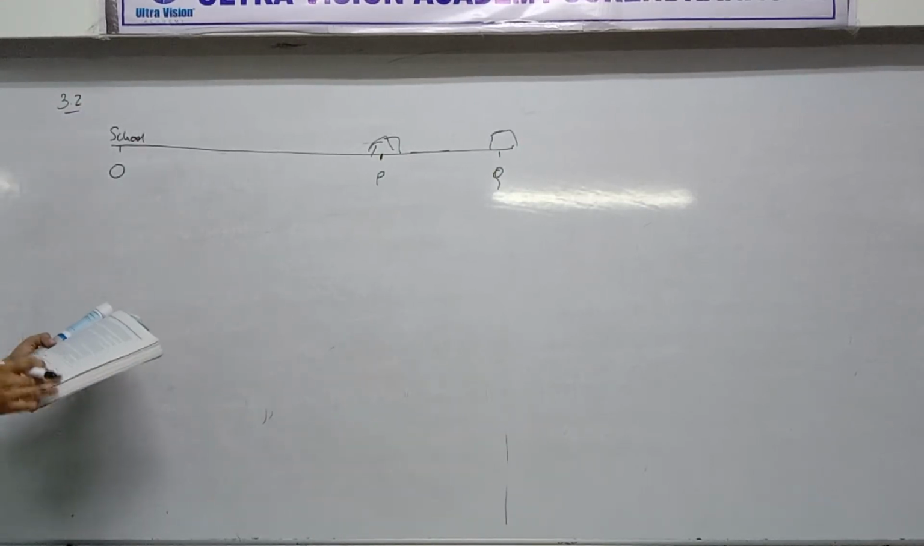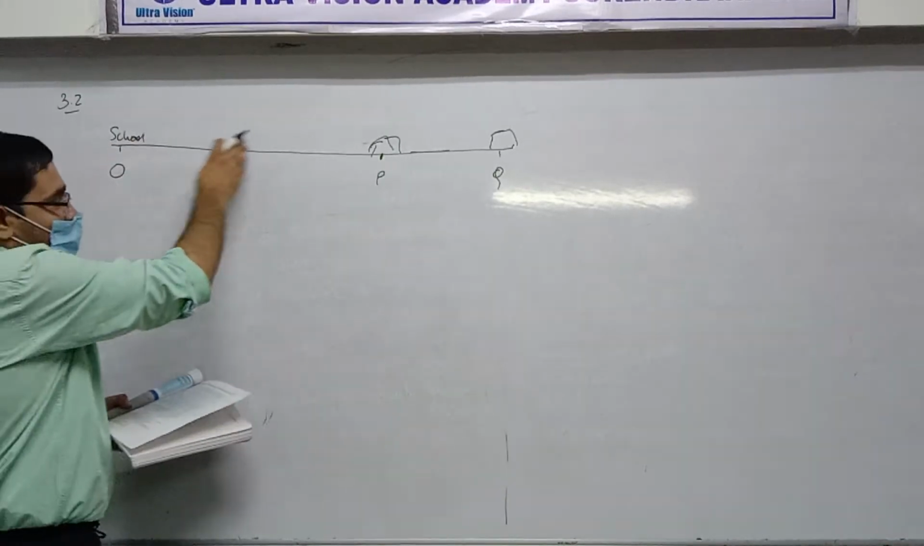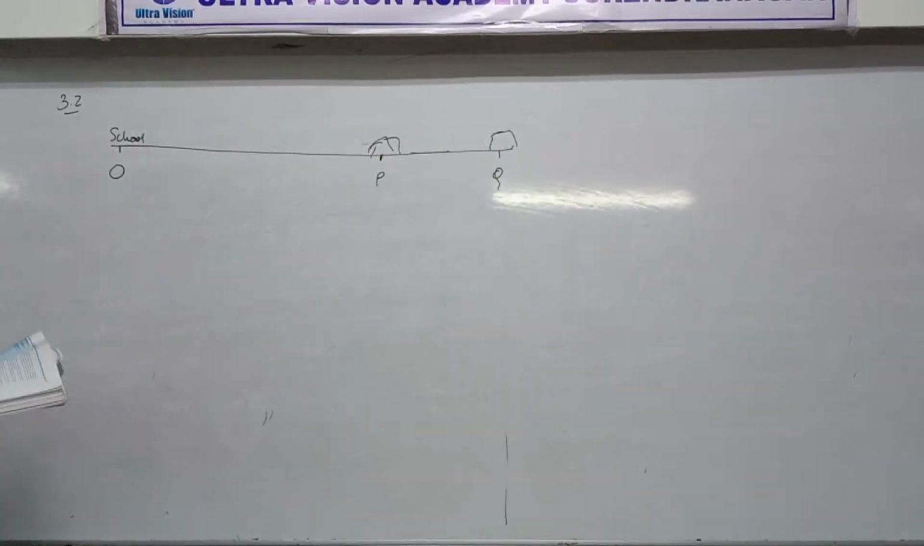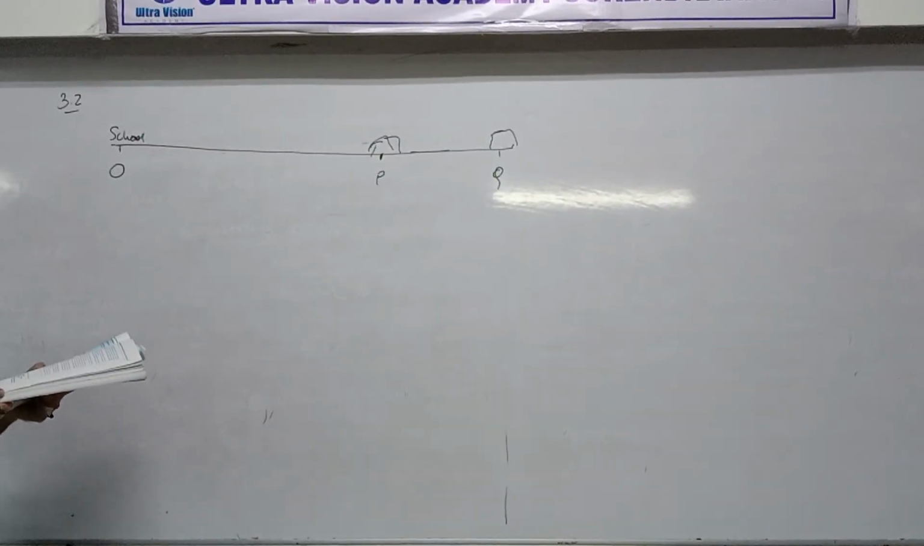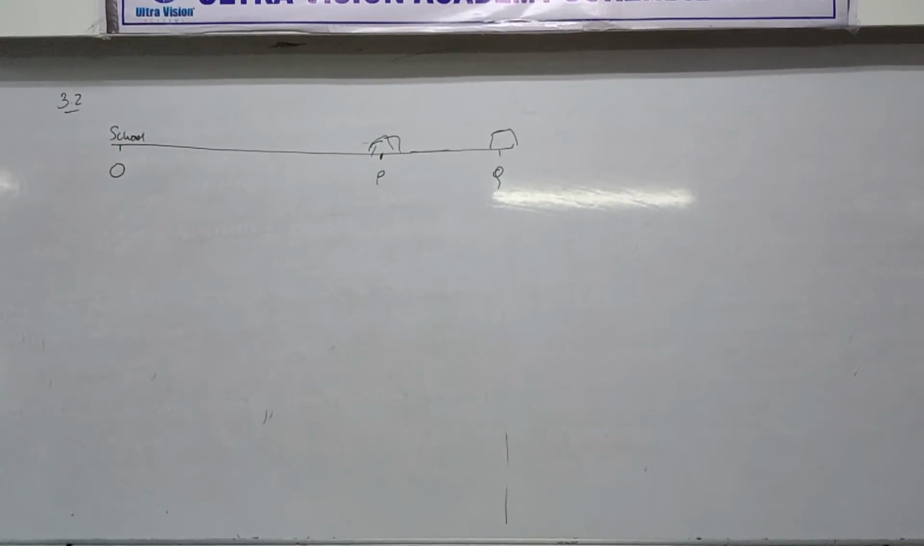So choose the correct entries in the brackets below. Both the children start walking from the school and go to their respective homes. A lives closer to school than B, or B lives closer to school than A. You have to decide which is right. What do you think? Look at the graph.